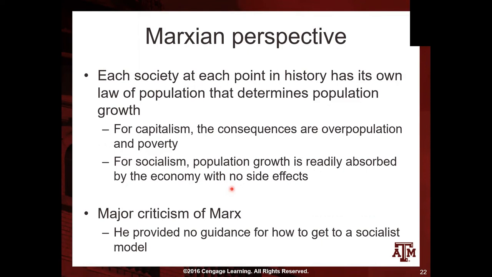In socialist societies, population growth is readily absorbed by the economy with no side effects. Again, exactly how that would be achieved, it's what we are debating even nowadays, right? Major criticism of Marx, he provided no guidance for how to get to what he called the socialist model. And here, always, I just try to talk a little bit about the importance of the terms, right? I know that the term socialism is more positively viewed now in the US than it was in previous decades. But a lot of the American population see this word socialism as being negative, right? And then you have contemporary politicians that even call themselves, for example, socialist Democrats.